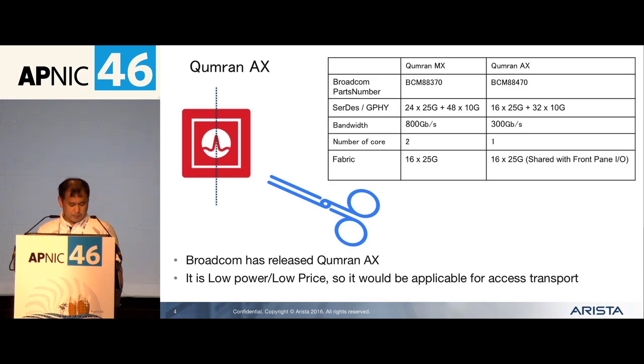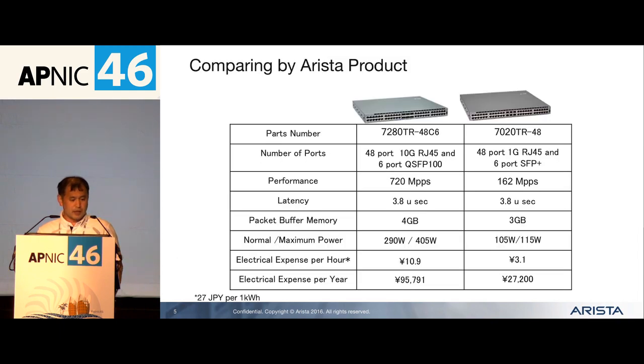So this is comparing the Qumran AX product and the Qumran MX product. 7080 is the Qumran MX product. 7020 is the Qumran AX product. For the number of ports, 7080 has 48 10-gigabps ports plus 6 100-gigabps ports. And the Qumran AX product 7020 has 48 1-gigabps ports plus 6 10-gigabps ports.